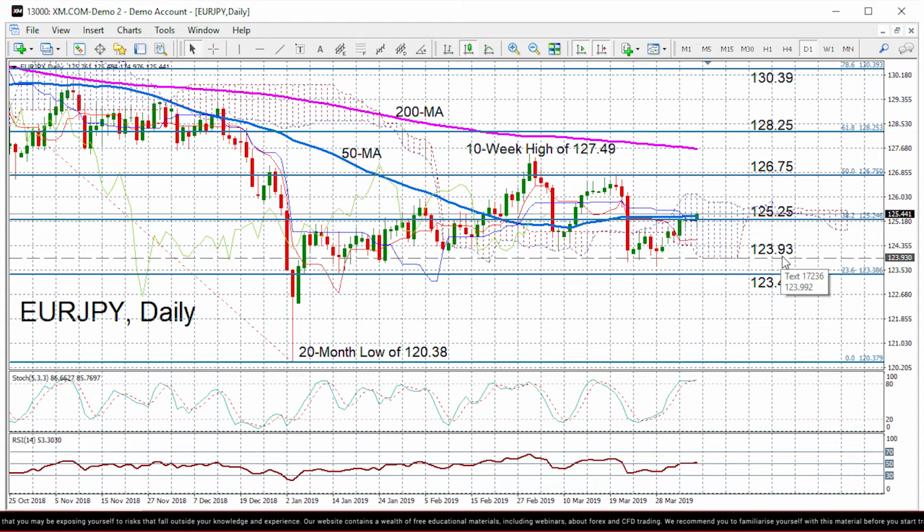That's around 123.93, the bottom of the Ichimoku cloud, and it's been a strong support area in the past as well. If prices were to drop below that level, we've got another support level nearby at 123.40. That's the 23.6% Fibonacci, and losing that support as well would then put euro yen on course to head back towards that 20-month low of 120.38 we saw at the beginning of the year.